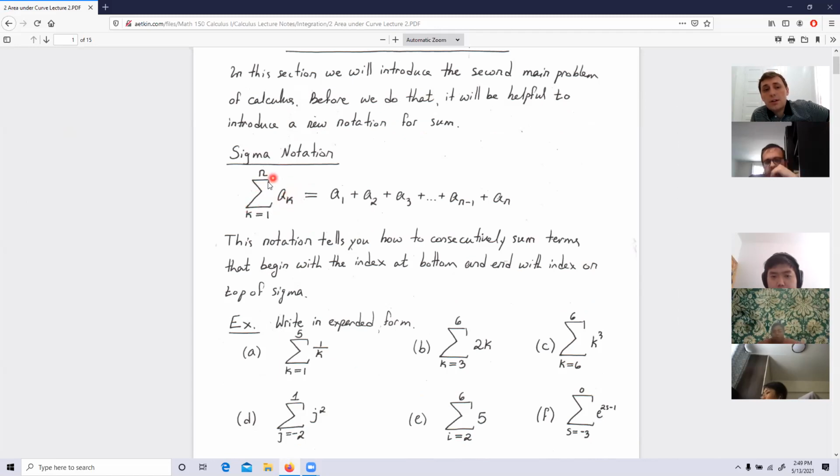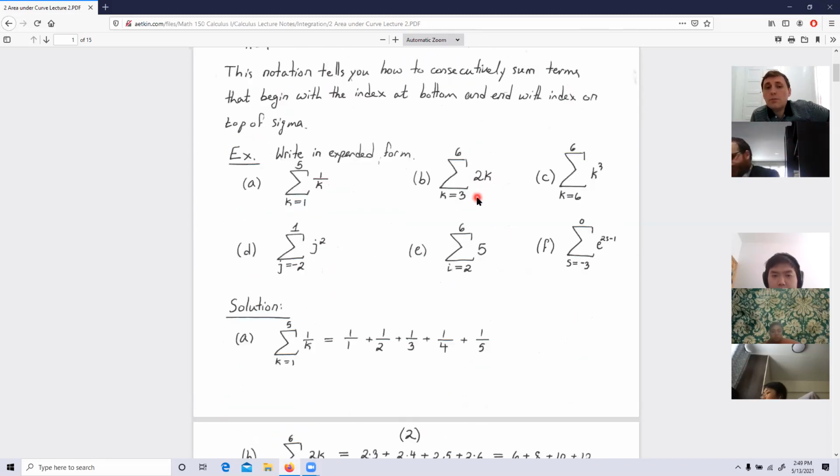Guys, this is just a convenient way to write a sequence of sums. So for example, the sum of a_k, k from 1 to n, just means start with k equal to 1 and then upgrade k to the next one. You see, so k is 1, then k is 2, then k is 3, and onwards until n. Yes? So in expanded form, let's just look at it, guys.